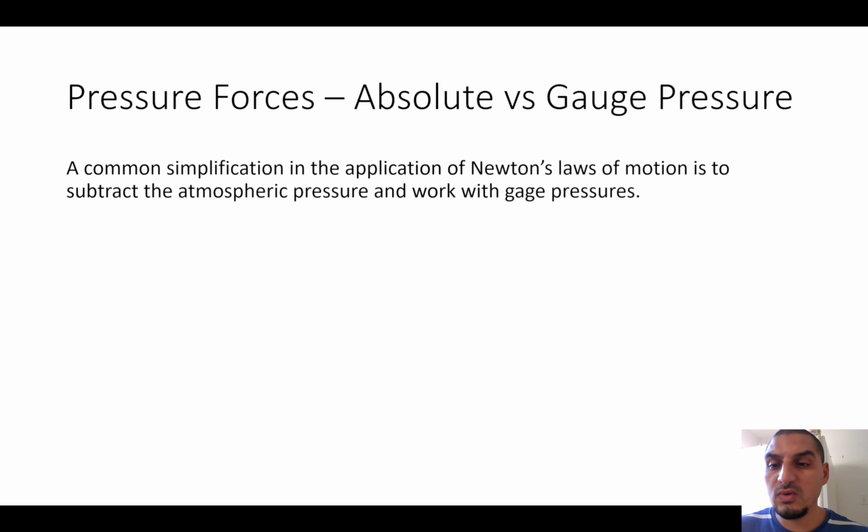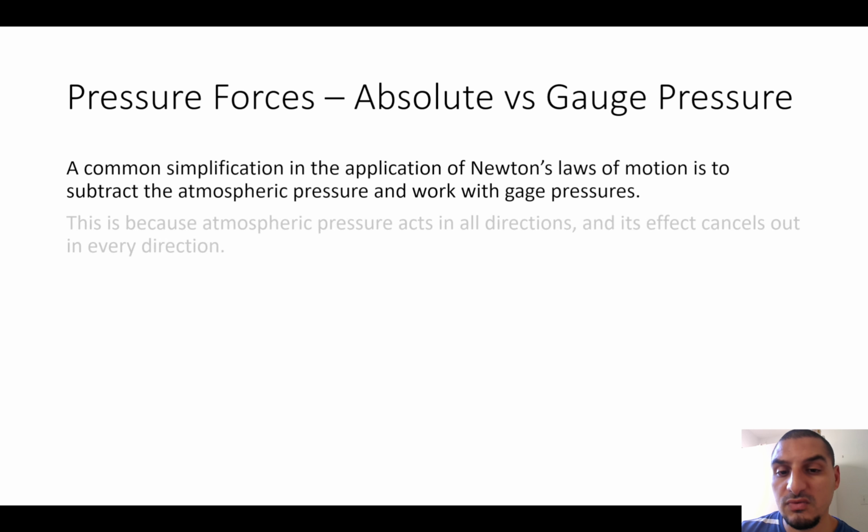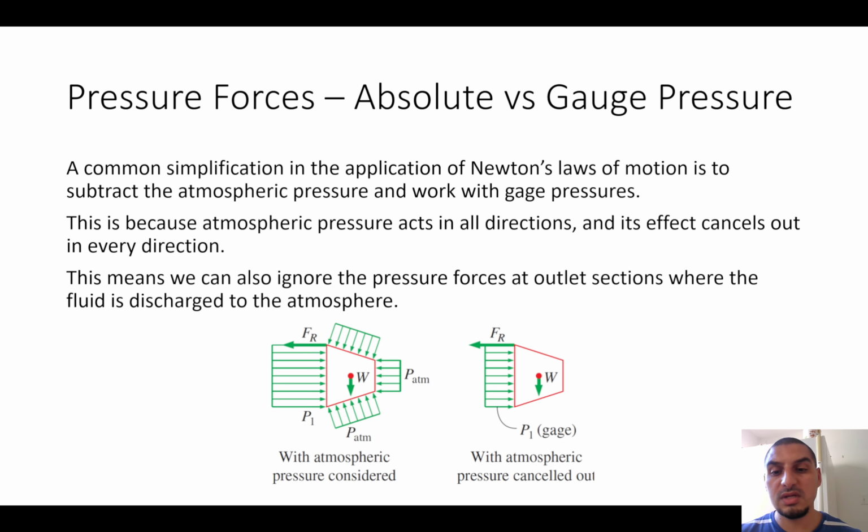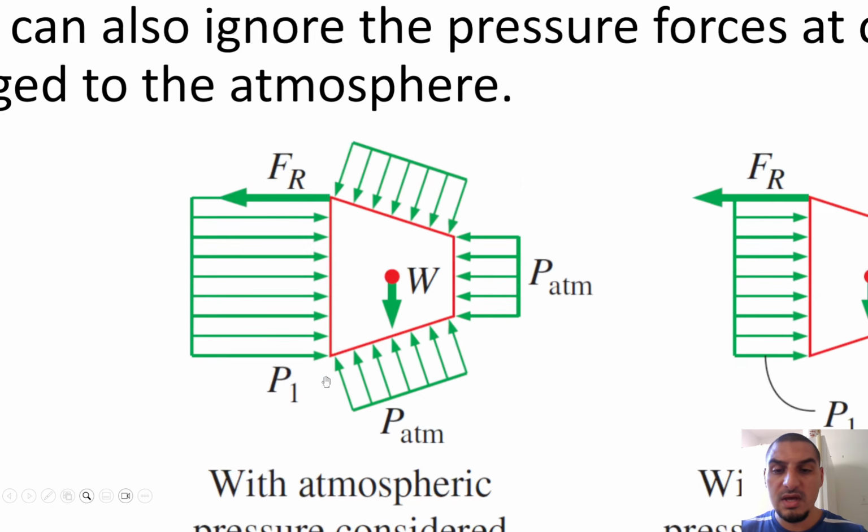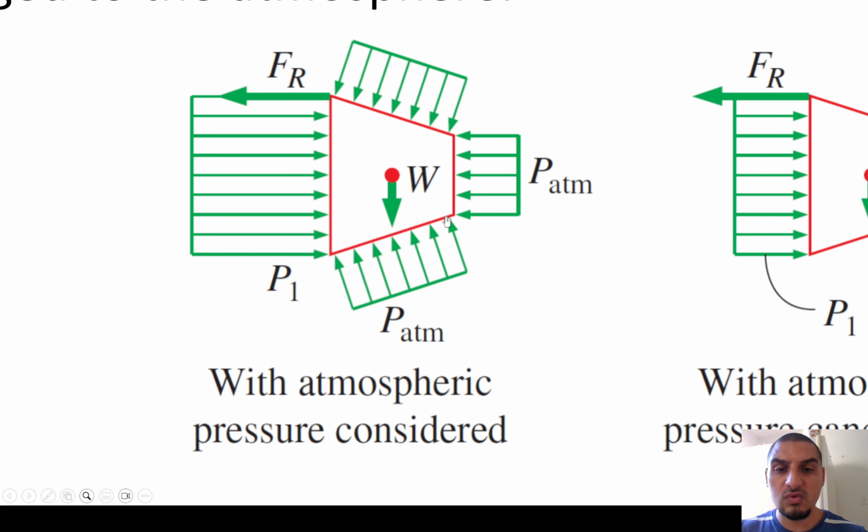So one thing which is a very good simplification that we can do regarding the pressure forces, or the forces due to the pressure, is using the absolute or gauge pressure. Let's say, for instance, we have a body like this. It has 4 sides, and it's under atmospheric conditions, and there is a force on one side, while the other surfaces, the other sides, are exposed to the atmospheric pressure.